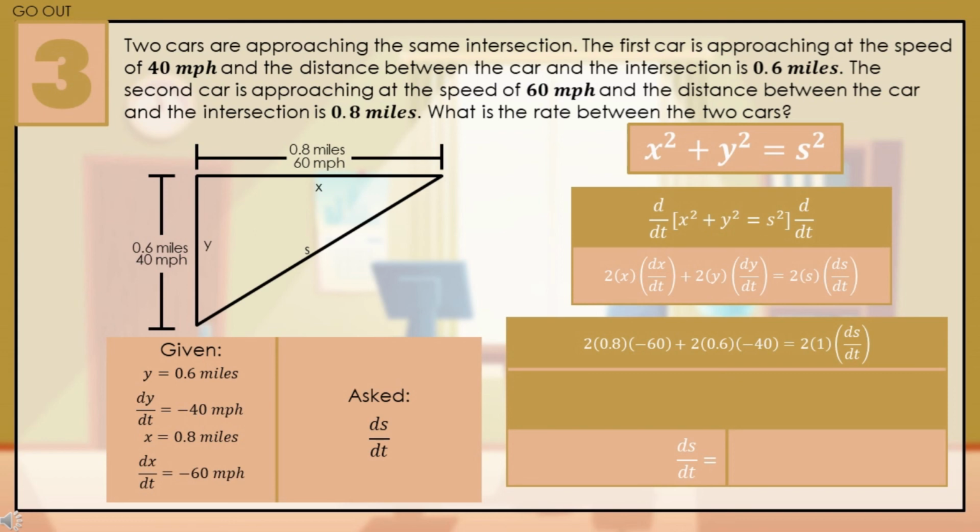As you can see, the s is missing, and to find that, you should substitute the given in the original Pythagorean theorem and simplify. The answer for s is equal to 1, and now we can substitute the given and calculate. The answer will be negative 72 miles per hour. The rate between the two cars is decreasing as well as the given rates for each car.